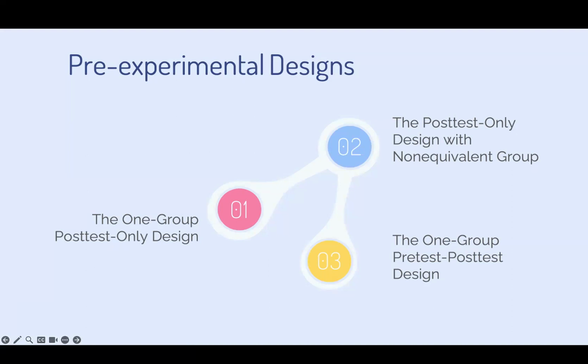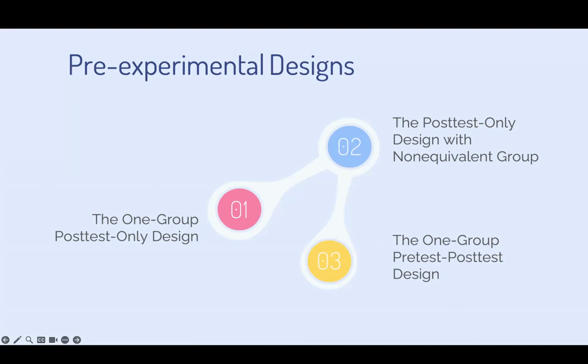And next is the post-test only design with non-equivalent groups. So here, two groups are compared, one of which received the intervention. However, the groups are not randomly assigned. So that's why we use the term non-equivalent. This design allows for comparison between the groups, but with no random assignment to groups, the observed differences could be attributable to pre-existing differences rather than the intervention itself.